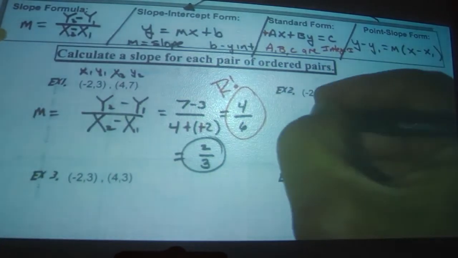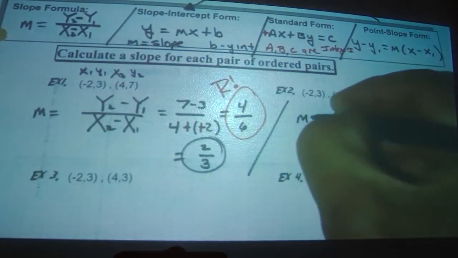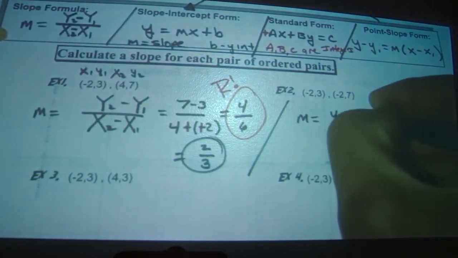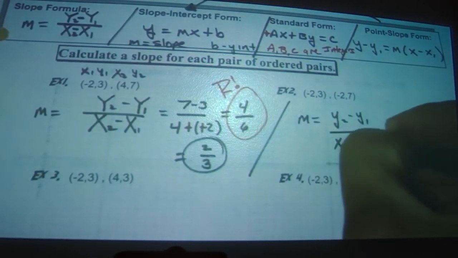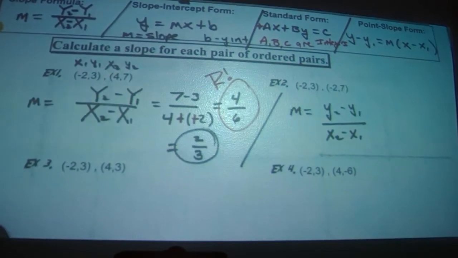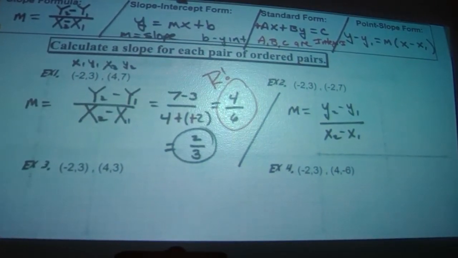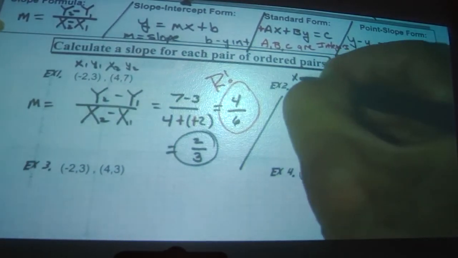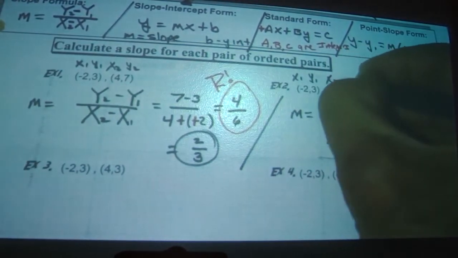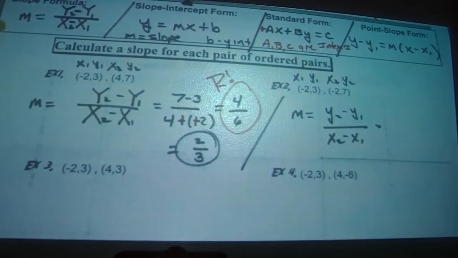I'll write the formula one more time. This is how I normally write it: y2 minus y1 over x2 minus x1. No fancy margarita glasses there. Okay, so we set it up. This is x1, this is y1, this is x2, this is y2. Coordinate point xy.